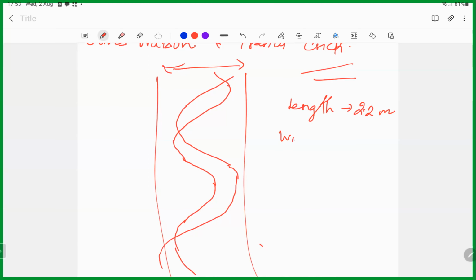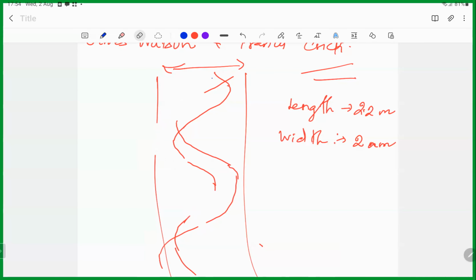The width, how much? It is 2 nanometer. And then this is actually called what? 1 turn. See, you can see one bend like this, one bend like this, and one bend like this. This is 1 turn actually. They call it 1 turn.